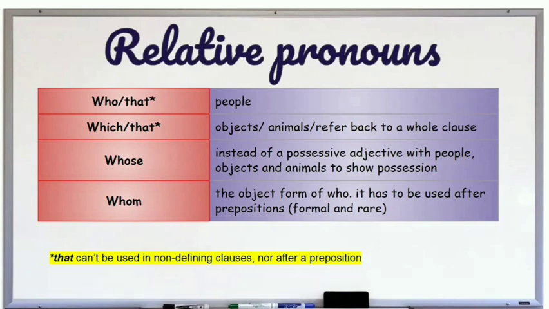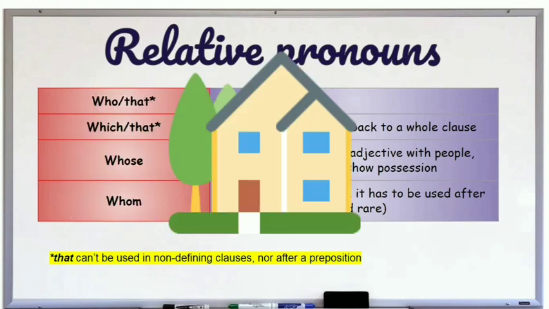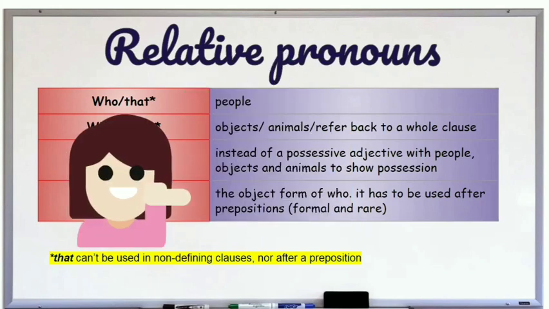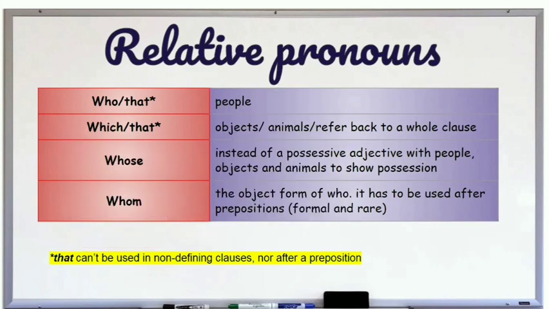Whose? Well, the third one, whose. Whose is used instead of a possessive adjective. Let's revise that possessive adjectives are, for example, my, your, his, her. They are used with people, objects, and animals to show possession. So, for example, I would say, that's the woman, and then her house is big. In this case, again, there are two different sentences. But by using whose, I would say, that's the woman whose house is big. So I'm replacing her by whose. And in this case, there is only one sentence with a dependent clause and an independent one.